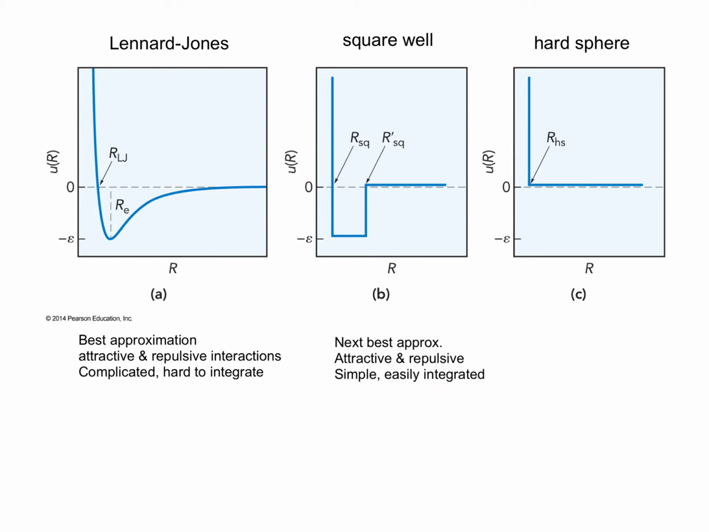So if the property of the system which you are modeling does not depend on the fine details of the potential, the square well potential may very well be a good choice for your model for the interactions.